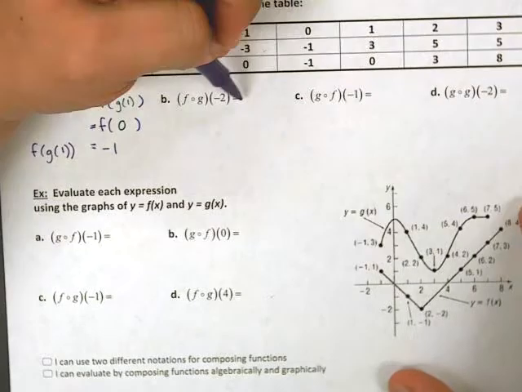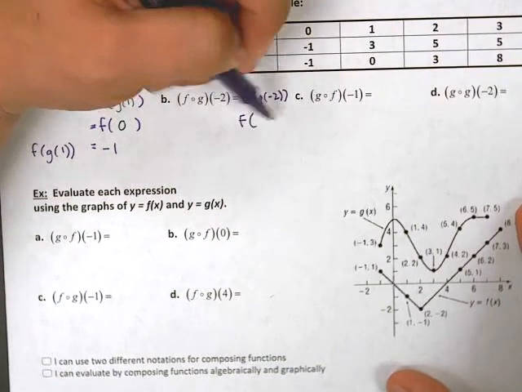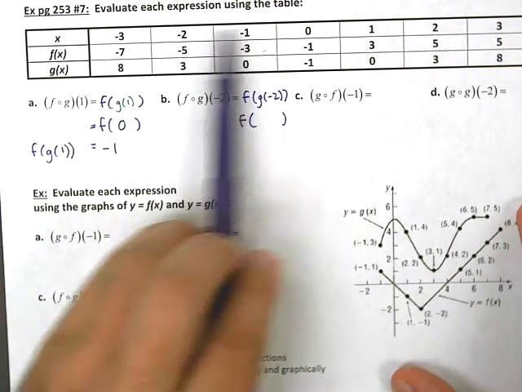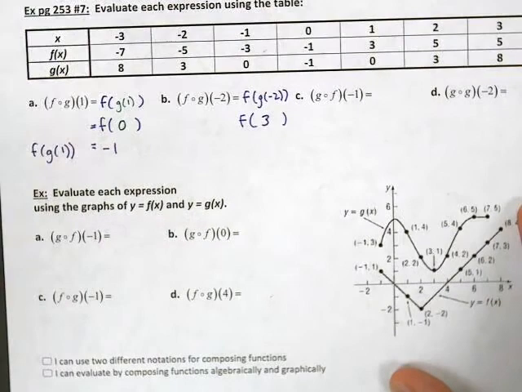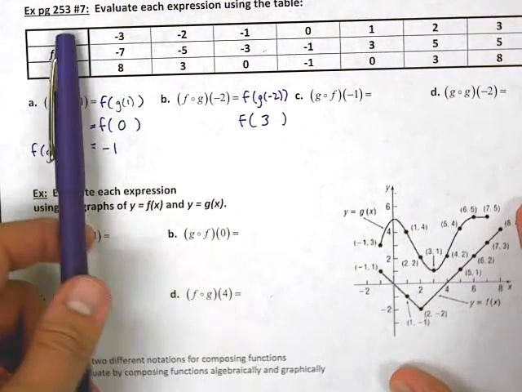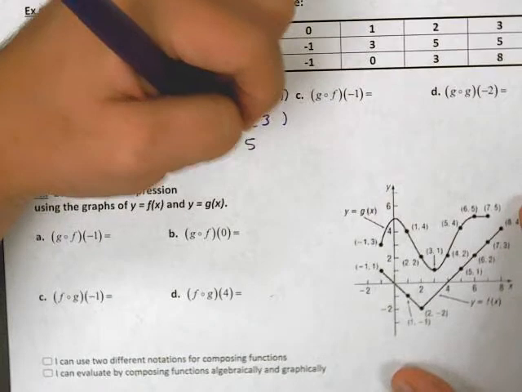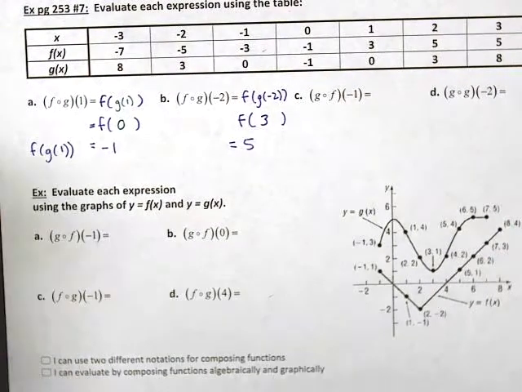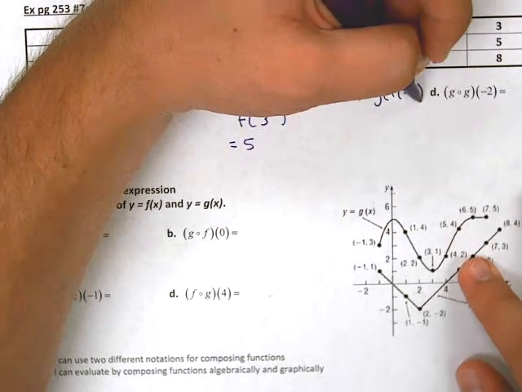Alright, we keep going. f of g of negative 2, okay, g of negative 2. So I plug negative 2 into the g function, I get a 3. And f of 3 is now my input into the f function, 5. Okay? Let's keep going. Hopefully you guys can just do these on your own now. You don't even have to wait for me.